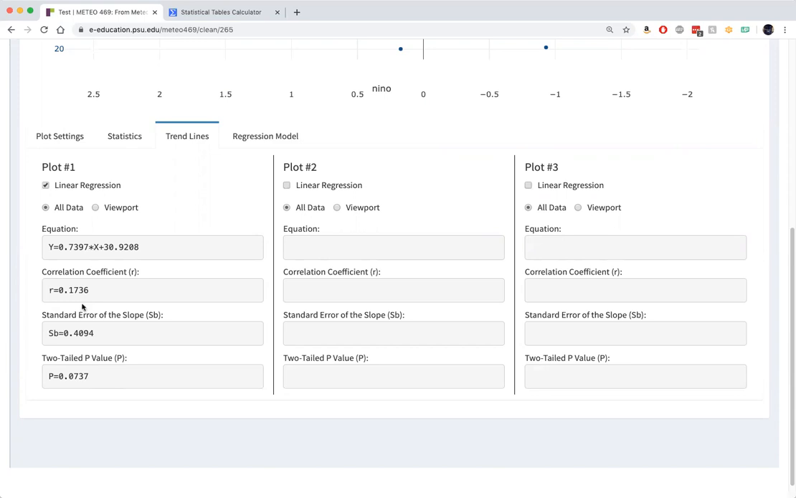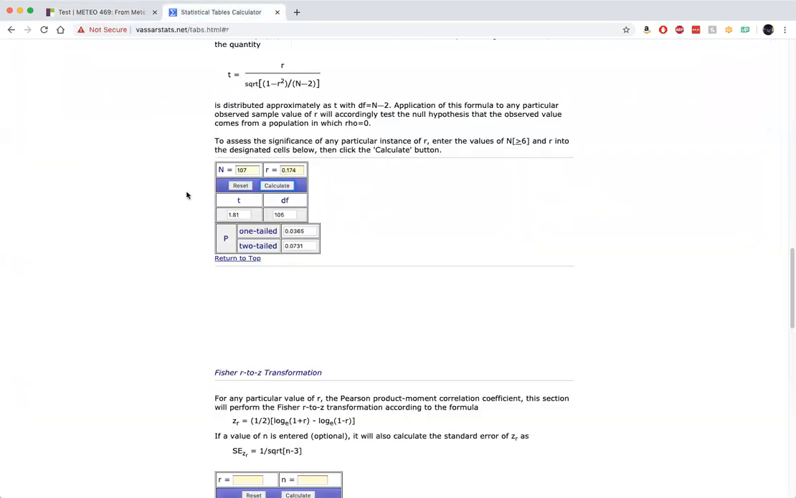Now we have 107 years. Our data set, as before, goes from 1888 to 1994. If we use our table and take n equal to 107 and r of 0.174, we find that the one-tailed value of p is 0.0365. The two-tailed value is 0.073.